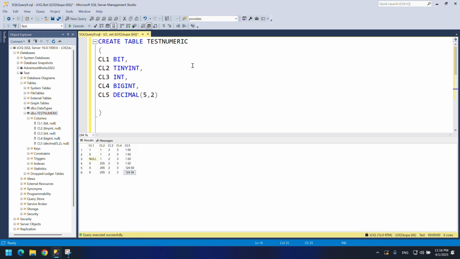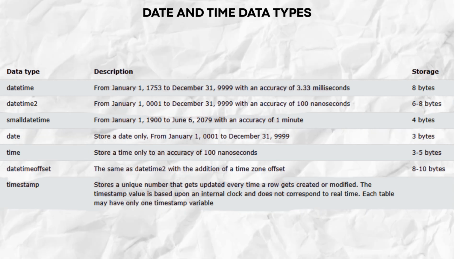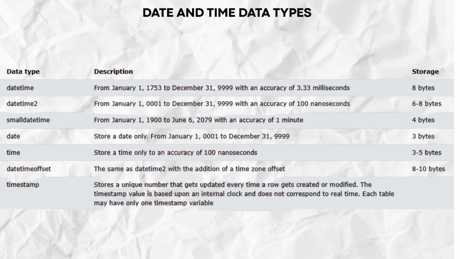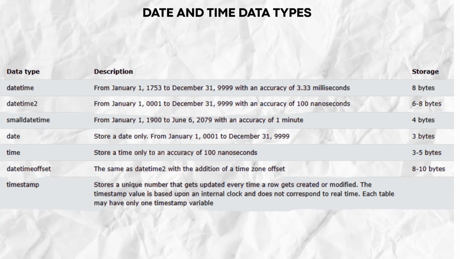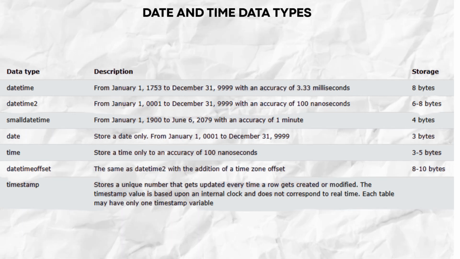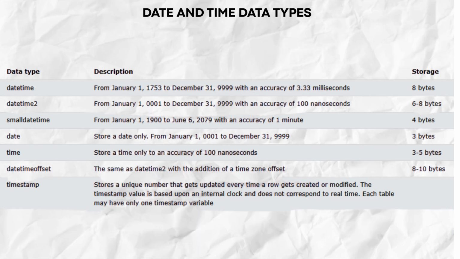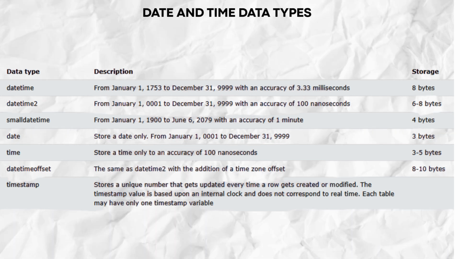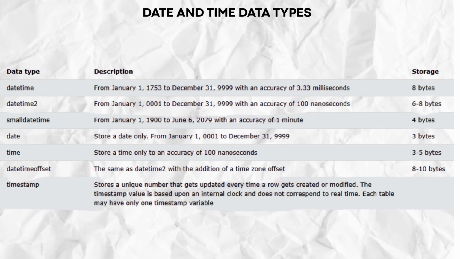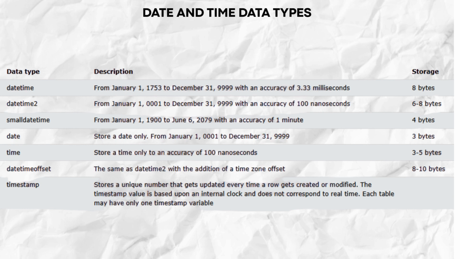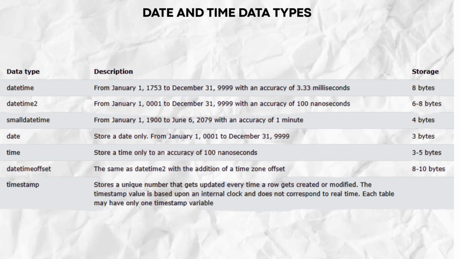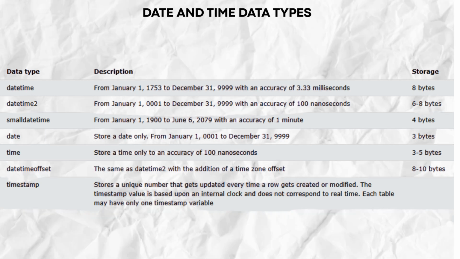Let's continue. Now let's discuss date and time data types. As you can see from this table, we have multiple ones. Basically, they all do the same. They hold dates, but in different ways. I have included this description. You can read it if you want to know more about each one of them.